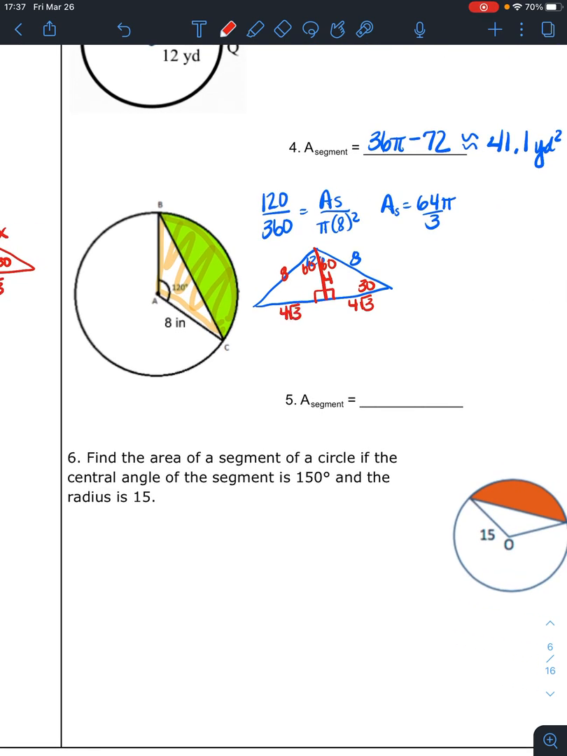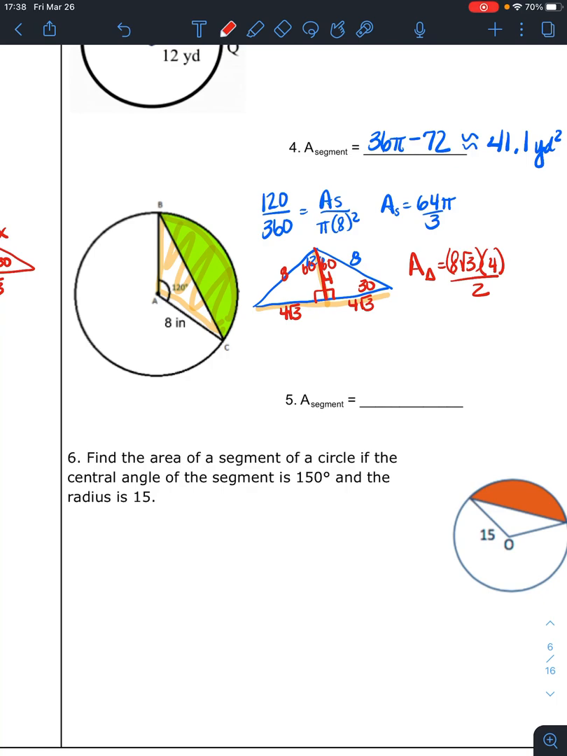Now, this is a little tricky because this is also 4 root 3. So to find the area of the triangle, I need the base times the height divided by 2. The base is 4 root 3 plus 4 root 3, which is 8 root 3, times the height, which is 4, divided by 2. Now, if you recognize it, you could do 4 times 4 root 3 and not divide by 2.